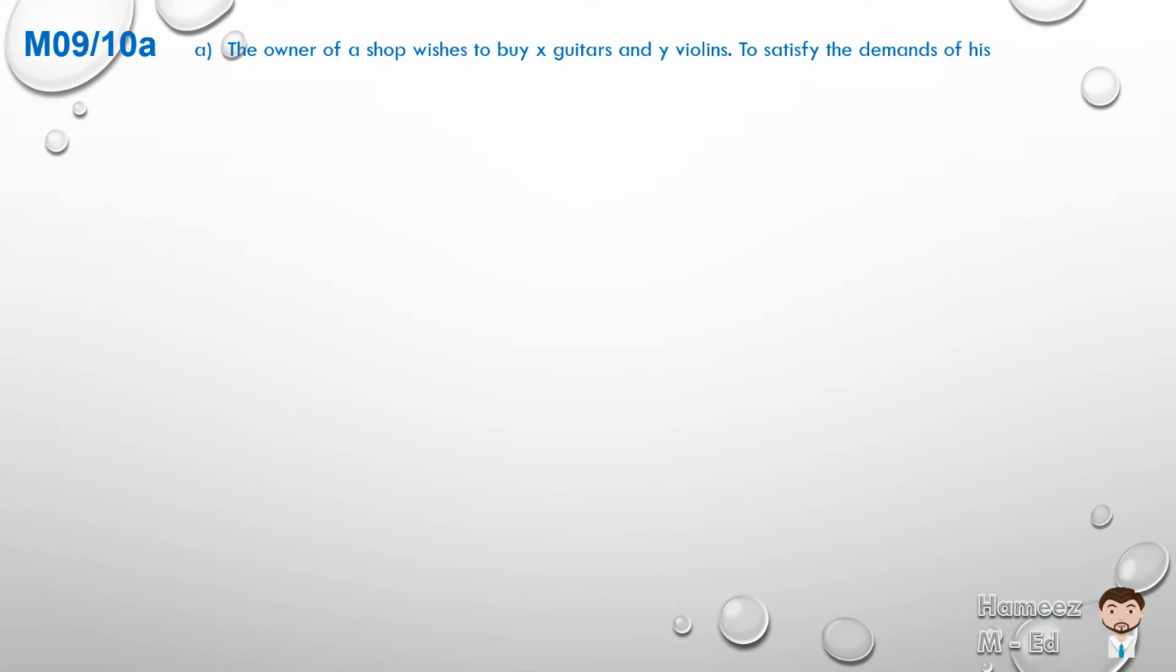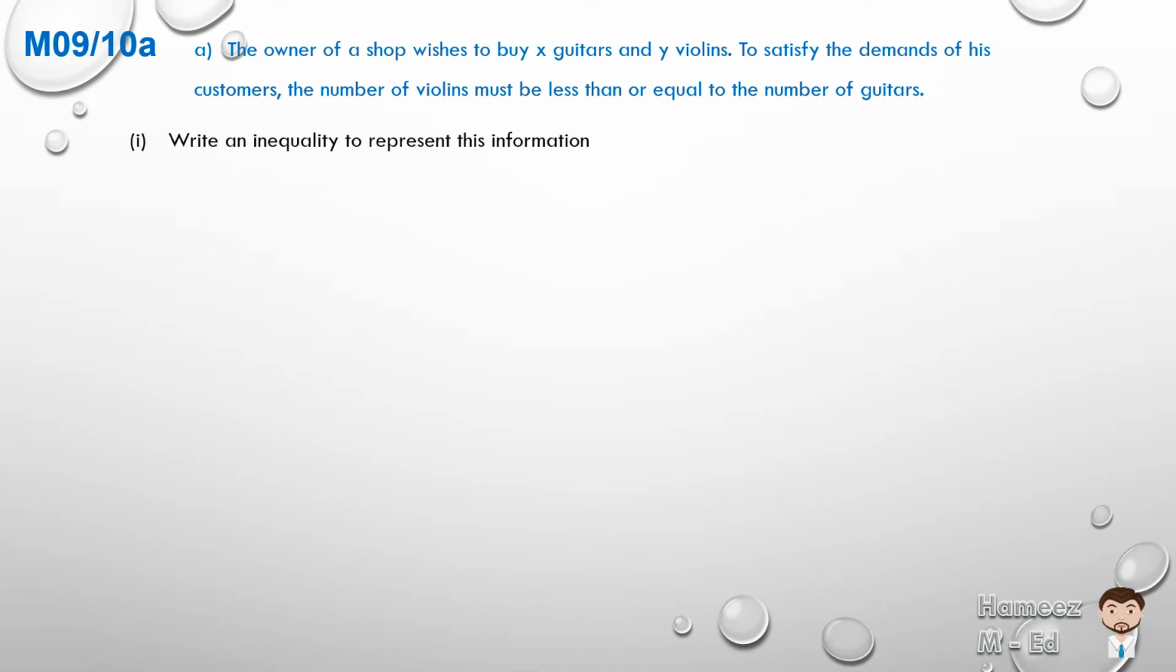May 2009, number 10A. The owner of a shop wishes to buy X guitars and Y violins. To satisfy the demands of his customers, the number of violins must be less than or equal to the number of guitars. Part 1. Write an inequality to represent this information. So since violins are represented by Y, and Y must be less than the number of guitars, then we can write it as Y is less than or equal to X.